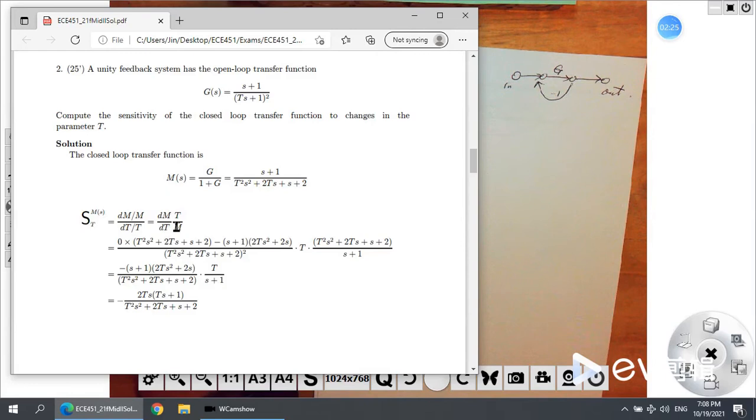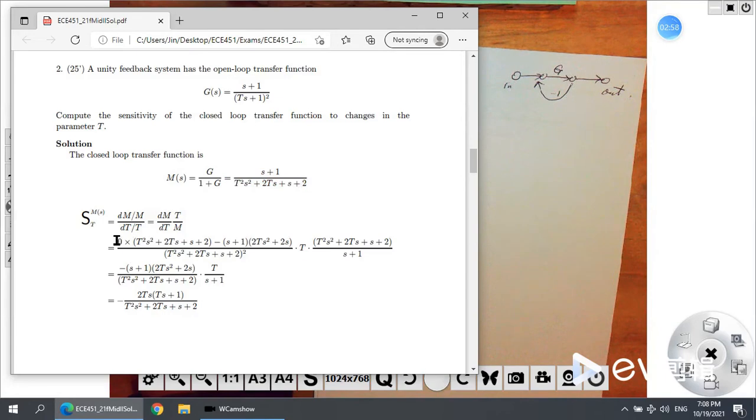Okay, then we do some algebraic calculation. dM over dt times M, this M we can move to the denominator, and this t is in the denominator of the denominator, so it just moves up to the numerator. Then we do the calculation. The first part is dM over dt, so this is a derivative of M regarding t. And M is a fraction.